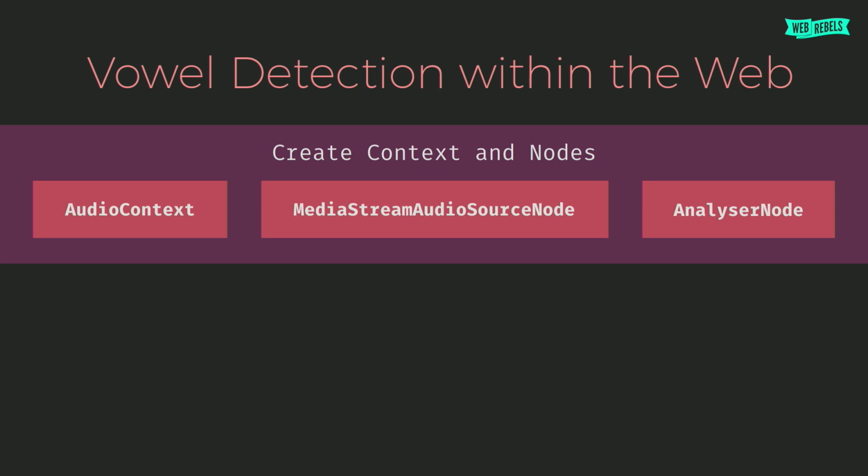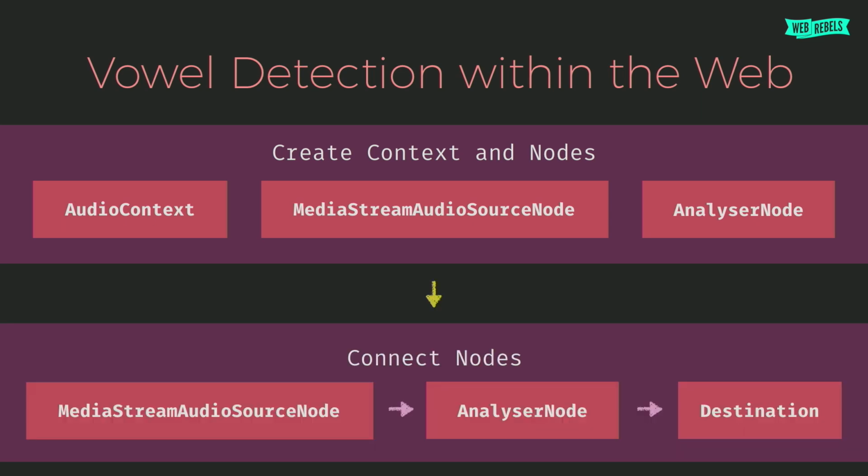Okay, now how do we find the vowels in the sound of a video element? First, we would have to create the audio context and the audio nodes. To get the audio from the video, we can use the media stream audio source node. To get the frequency spectrum, we can use the analyzer node. The next step would be connecting these nodes. We start with the media stream audio source, connect it to the analyzer node, and then to the destination, which is actually just the audio rendering device, such as my speakers.